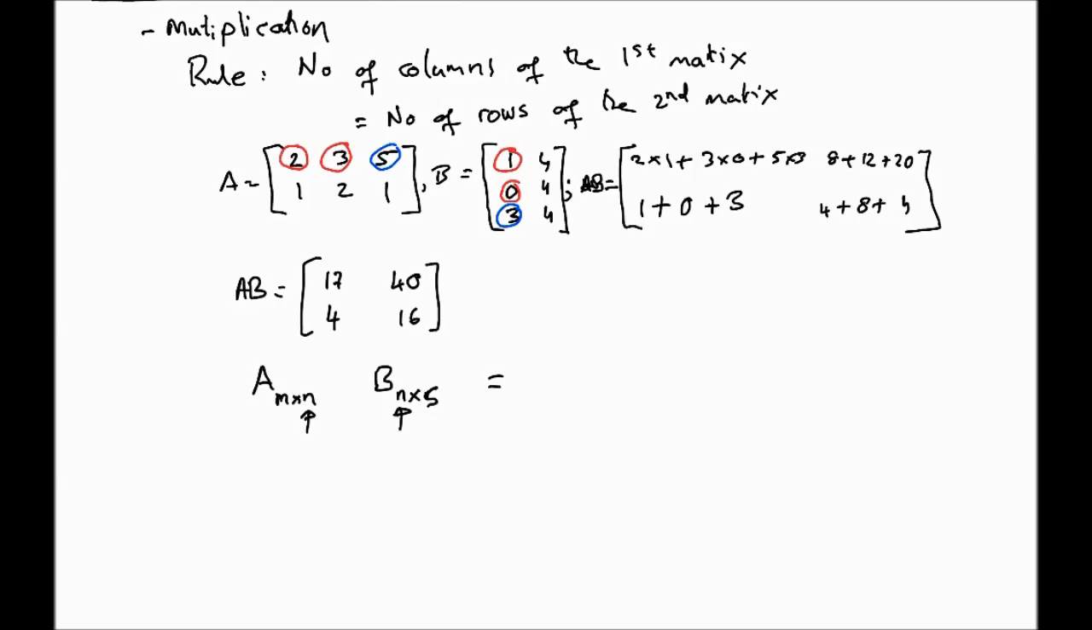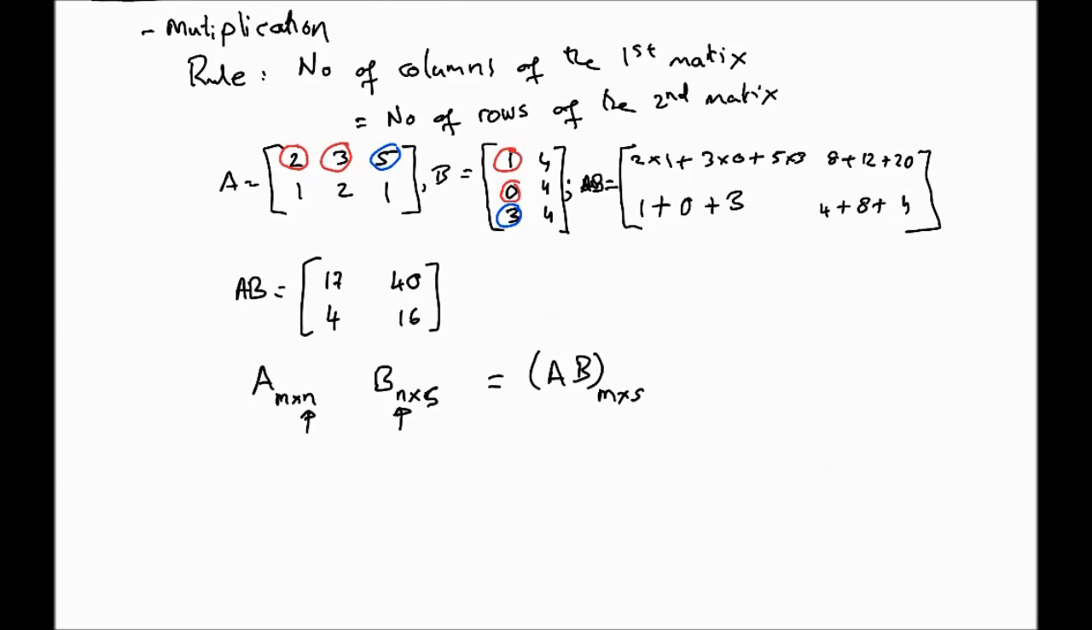So the resulting matrix AB, the size of this matrix will be m by s. So what it does is it takes the number of rows of the first matrix and the number of columns of the second matrix. And that's what results. So that's another very useful thing for you to keep in mind. You can check your answer.